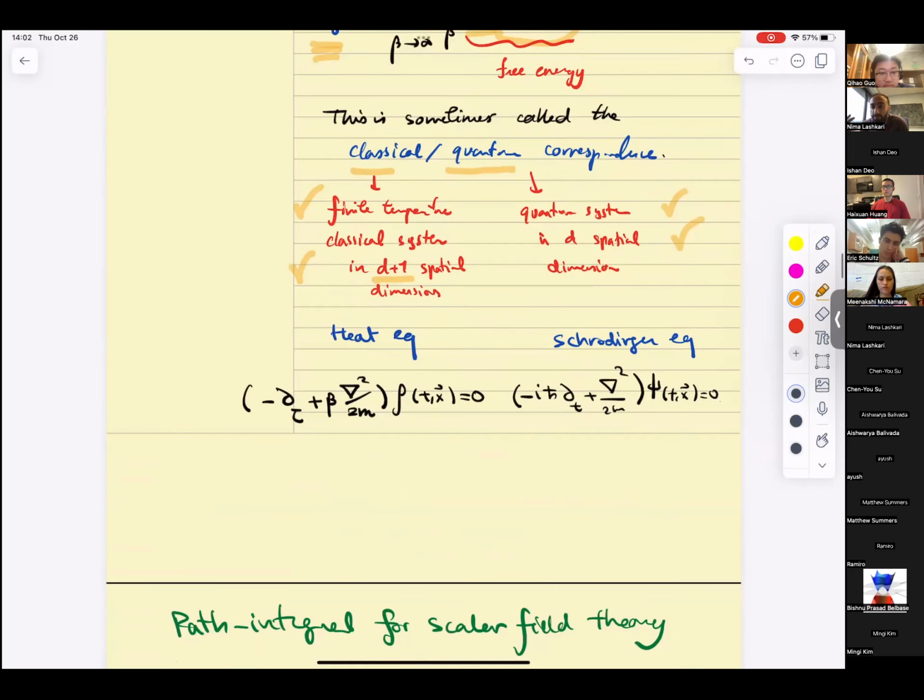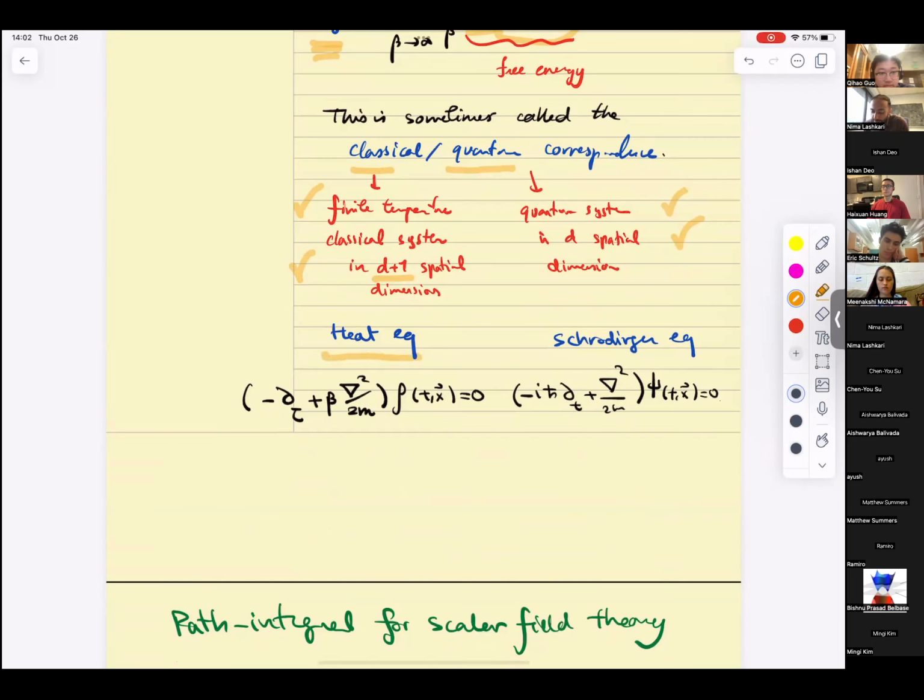The root of this connection is here. The origin of this is the connection between the heat equation and the Schrödinger equation. If you take the Schrödinger equation and send t to iτ, it looks like the heat equation. And that β ħ that I introduced is because I wanted this to look like that. So this is a very deep connection between the two.